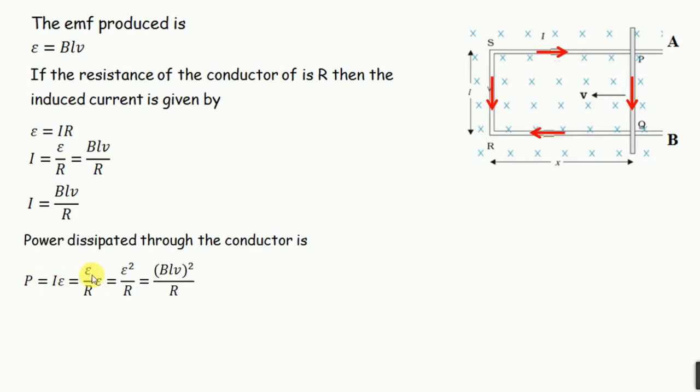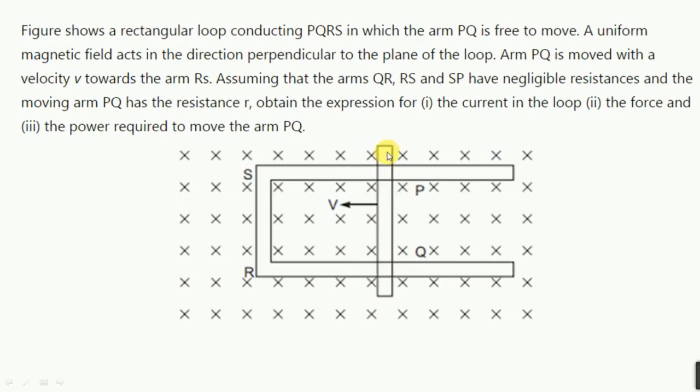For I it is V by R, and E is already there, so I'll put the value of EMF, that is BLV by R, then you'll get this. So this is the formula for power. This is the question to the same derivation which we have done before, so the answer will be the same as the previous derivation. You have to assume this length to be L, this distance to be x, and v to be velocity, then you will get the same expression as the previous one.